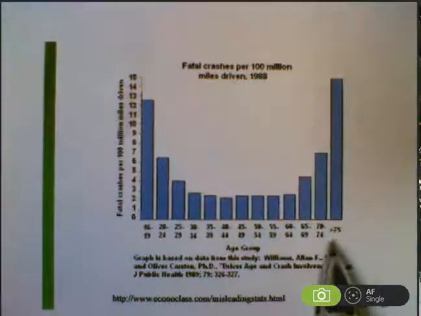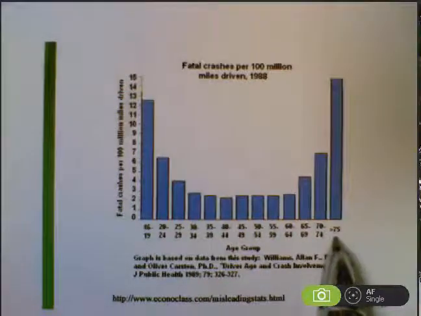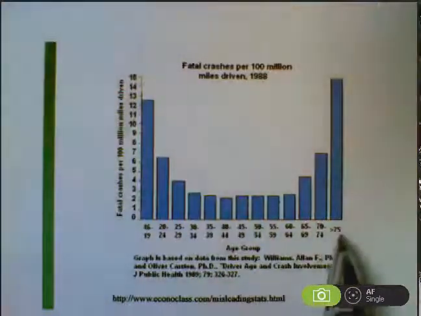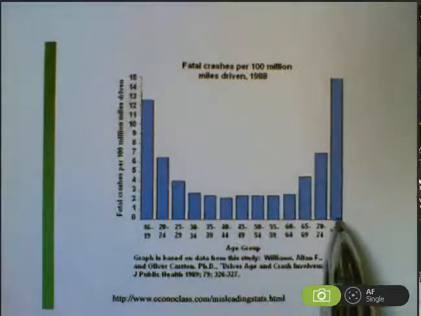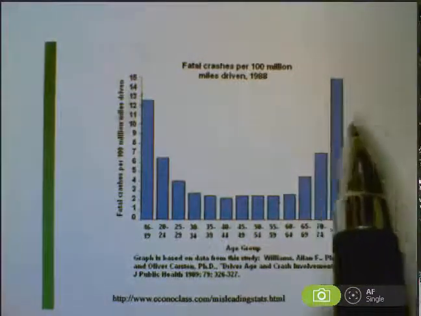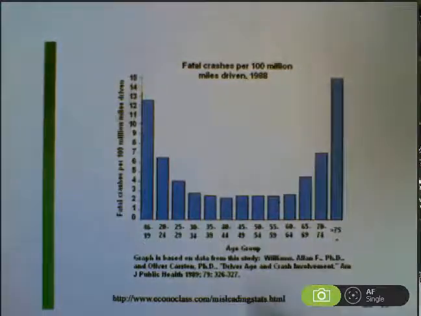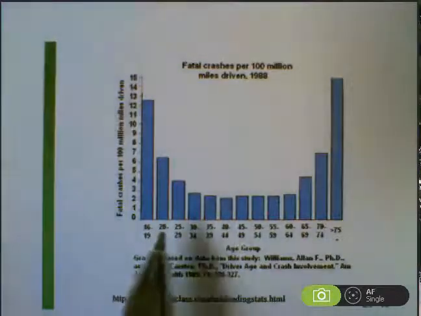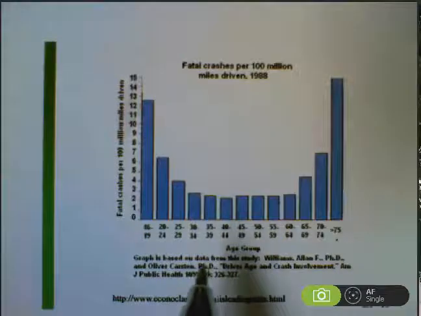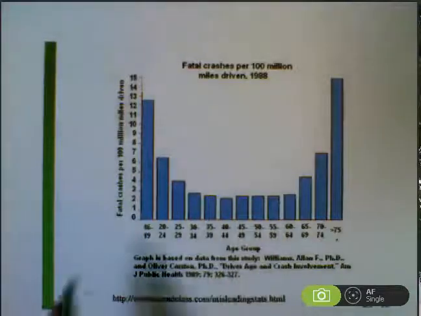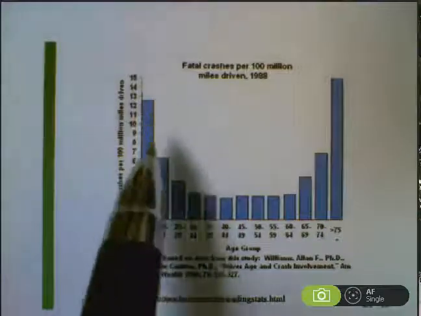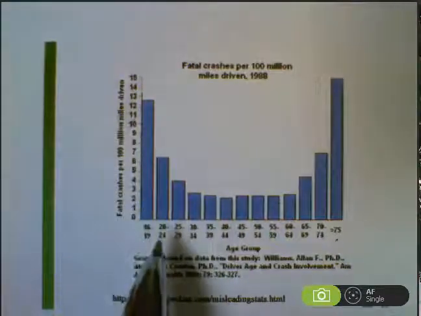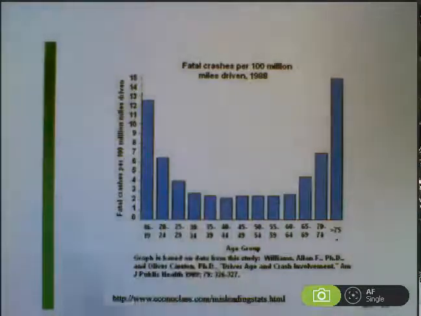I think on the previous graph it said over 79. I may have just been reading that incorrectly, but percentage-wise, these folks over 75 or 79 have the highest percentage of accidents. So this is a much more accurate picture of driving records, and they're reflected in insurance rates. These 16 to 19-year-olds have much higher insurance rates than these 20 to 24-year-olds.